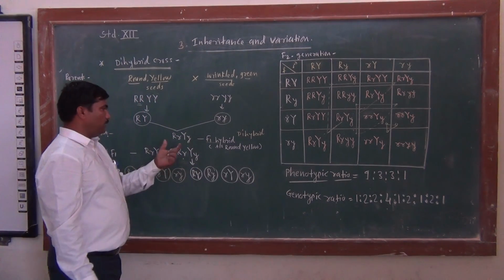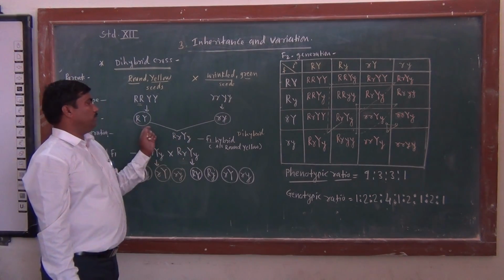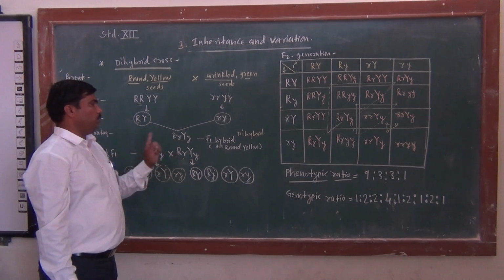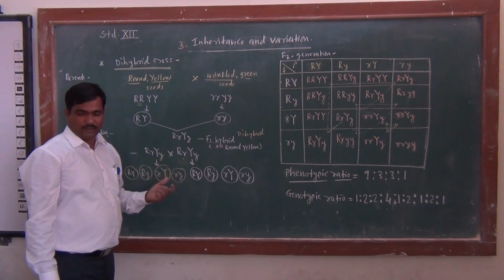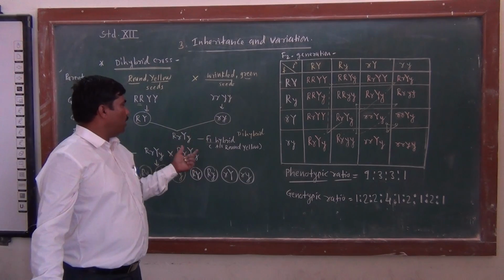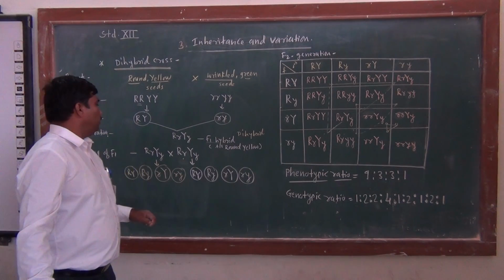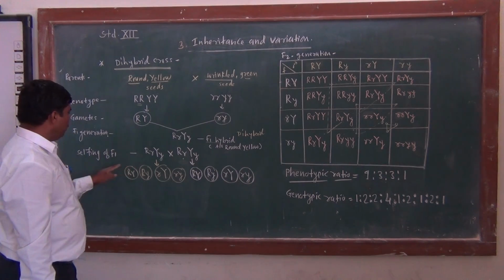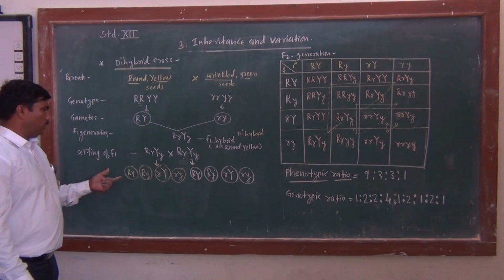Mendel observed that in the dihybrid, the F1 generation, all plants have round, yellow seeds. So round and yellow are the traits that appear in the F1 generation. The recessive traits do not appear. So the law of dominance is followed in the dihybrid cross also. The dominant characters, round and yellow, appear in the F1 generation. Then he selfed the F1 hybrid, which forms gametes.